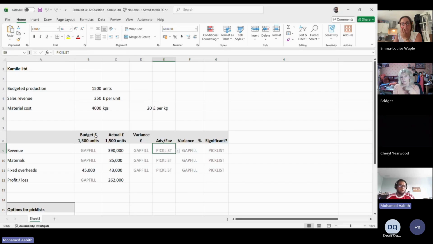In this scenario, you have Camille Limited, you have some of the budgets, and then some of the data from the actual results for a budget of 1,500 units. They're asking you to fill all of these boxes. So how would I go about doing them? The first thing when it comes to spreadsheets, you need to identify two things.